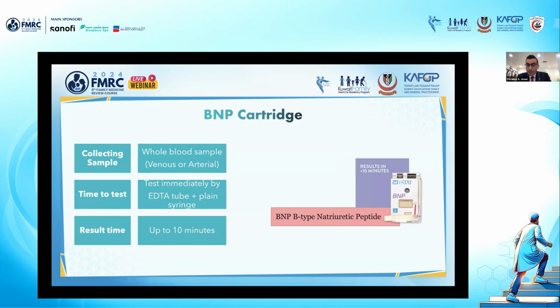And the last cartridge is the BNP cartridge. It's for chronic heart failure, to diagnose these cases. Collecting sample: whole blood sample, venous or arterial. Time to test: immediately, by EDTA tube and plain syringe. For this BNP test, we collect the blood in an EDTA tube. It must be full, and you gently mix it 3 to 5 times. After that, we collect the sample by plain syringe and insert it in the cartridge. Result time is up to 10 minutes, including electrical calibration and chemical calibration.